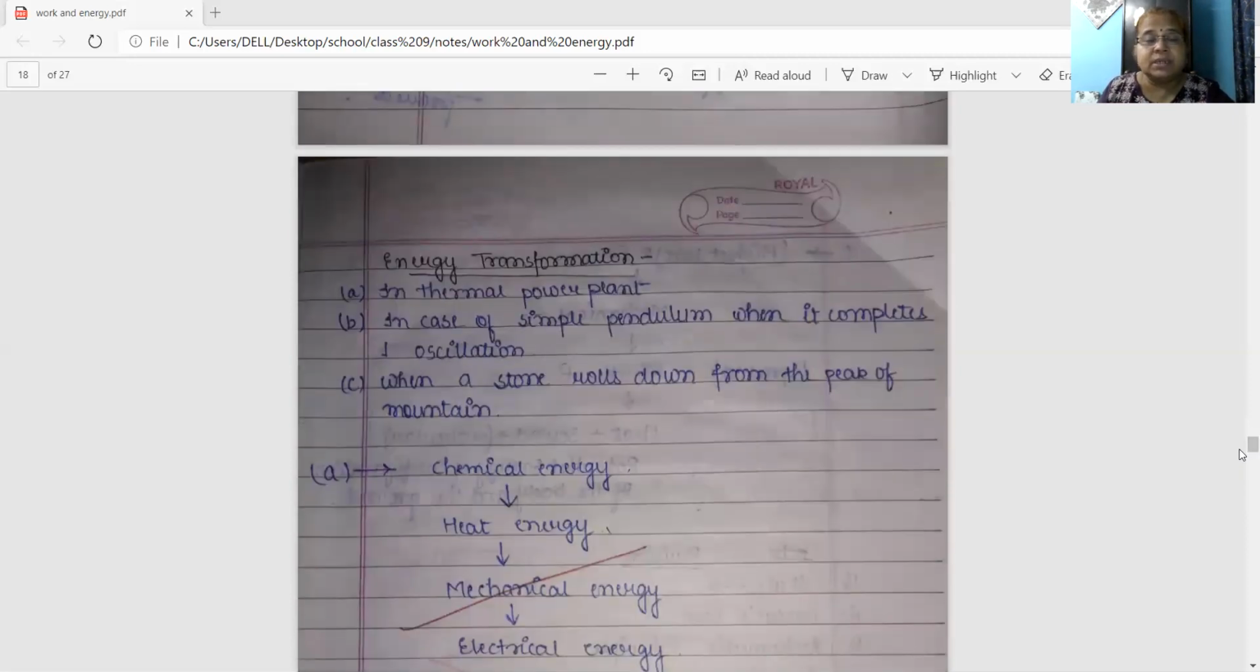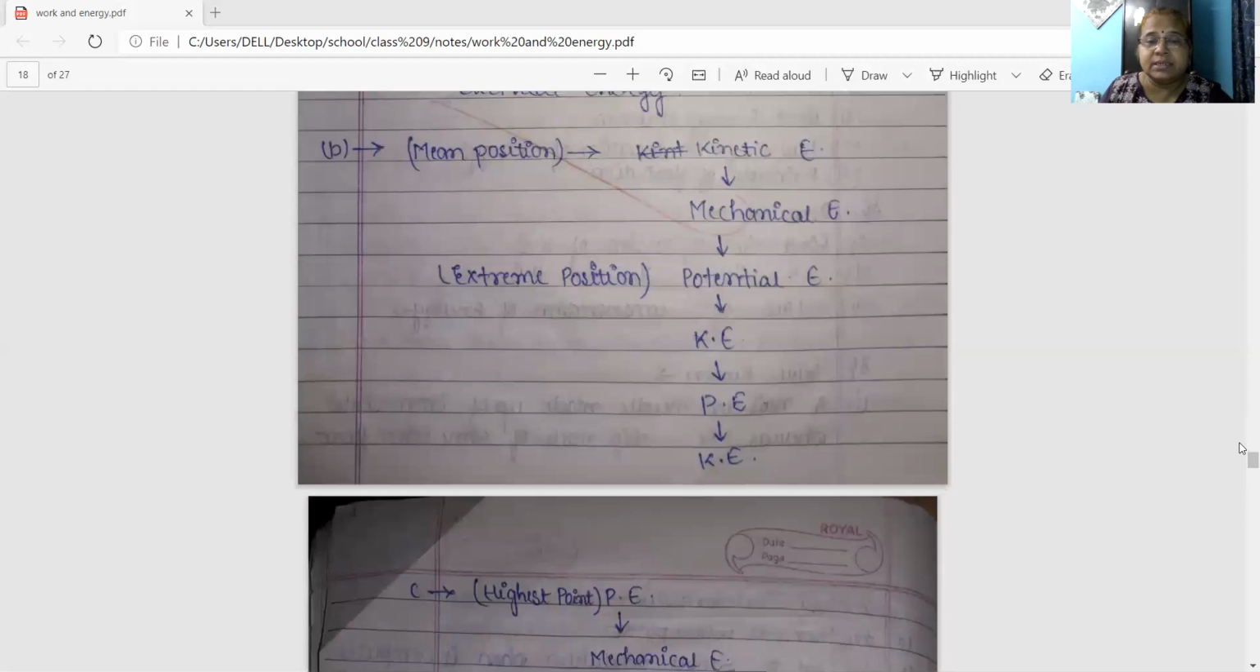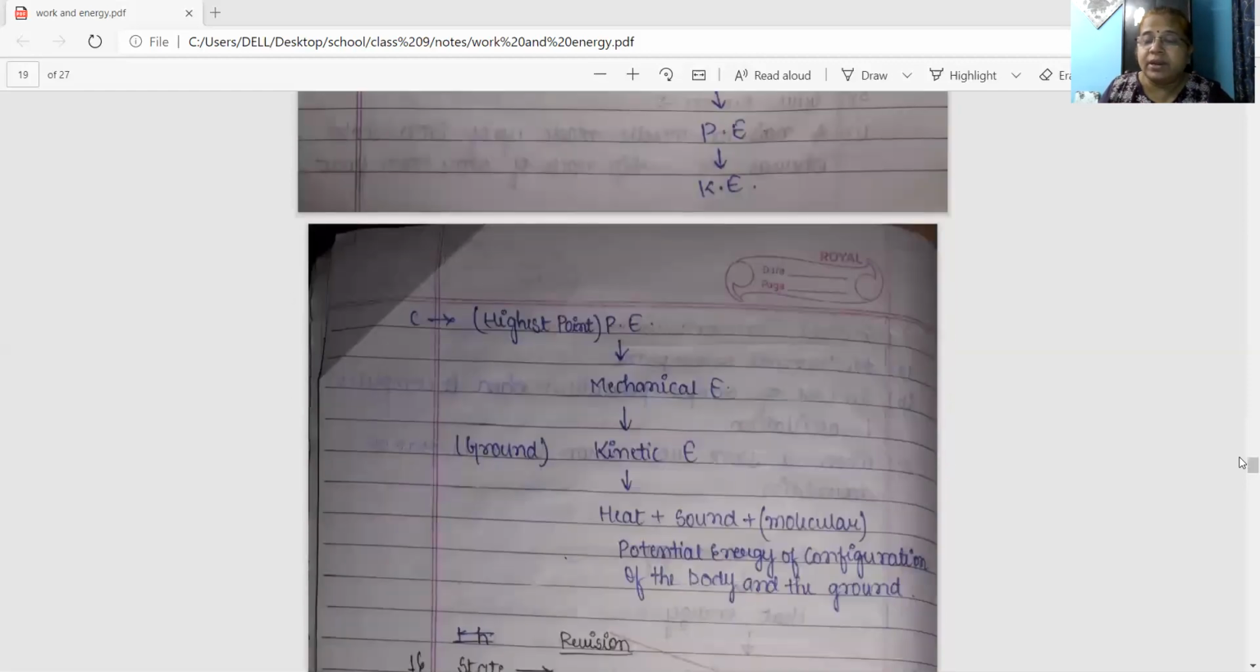Now, what type of energy transformation takes place when a stone rolls down from the peak of a mountain? At the peak of the mountain, what type of energy does it have? Only potential. When it rolls down, on the way it has mechanical energy, and when it reaches the ground, it has kinetic energy. After that, what happens? The stone rolls down, and a part of the kinetic energy gets changed into heat energy, sound is also produced, and a part of the energy gets stored as potential energy of configuration of the body and the ground.